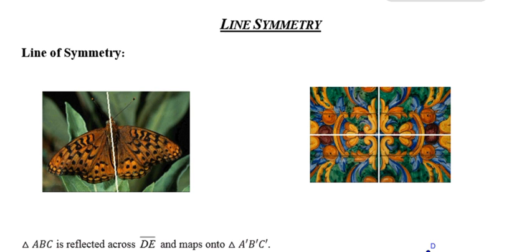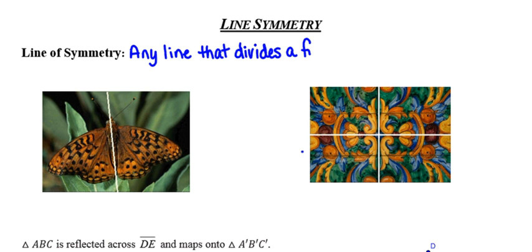First of all, what is a line of symmetry? I'm going to define a line of symmetry to be any line that divides a figure so that one half is a mirror image of the other.